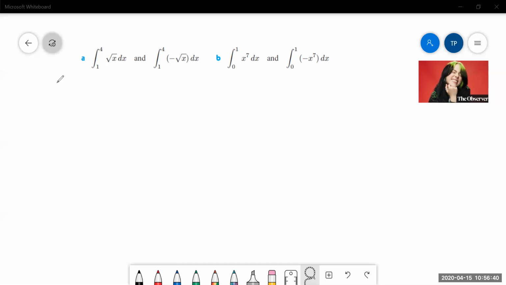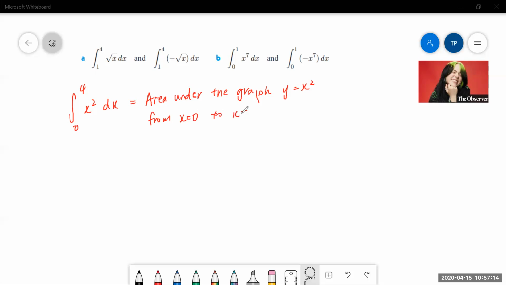So what does this actually mean? Okay, so let's say for instance, if I have integrate x squared dx from 0 to 4. When I integrate, what am I trying to find actually? When I integrate, I'm trying to find the area under the graph y equals to x squared from x equals to 0 to x equals to 4. Okay, understand? Yeah. So if I were to illustrate on the graph, sorry, it's a very bad drawing.